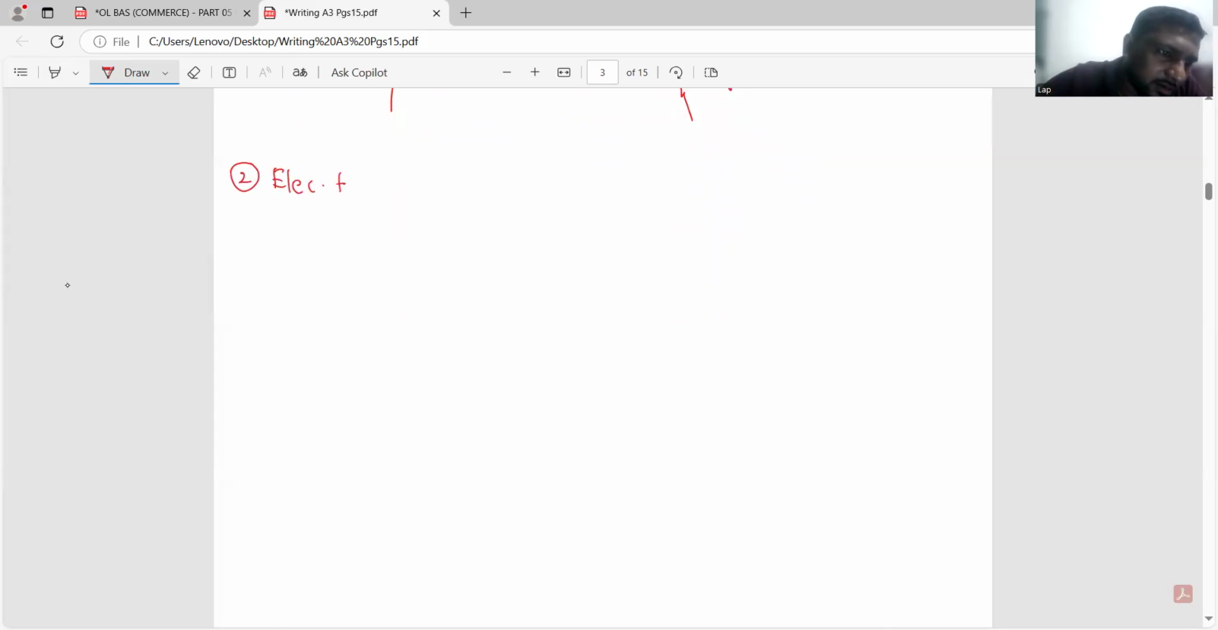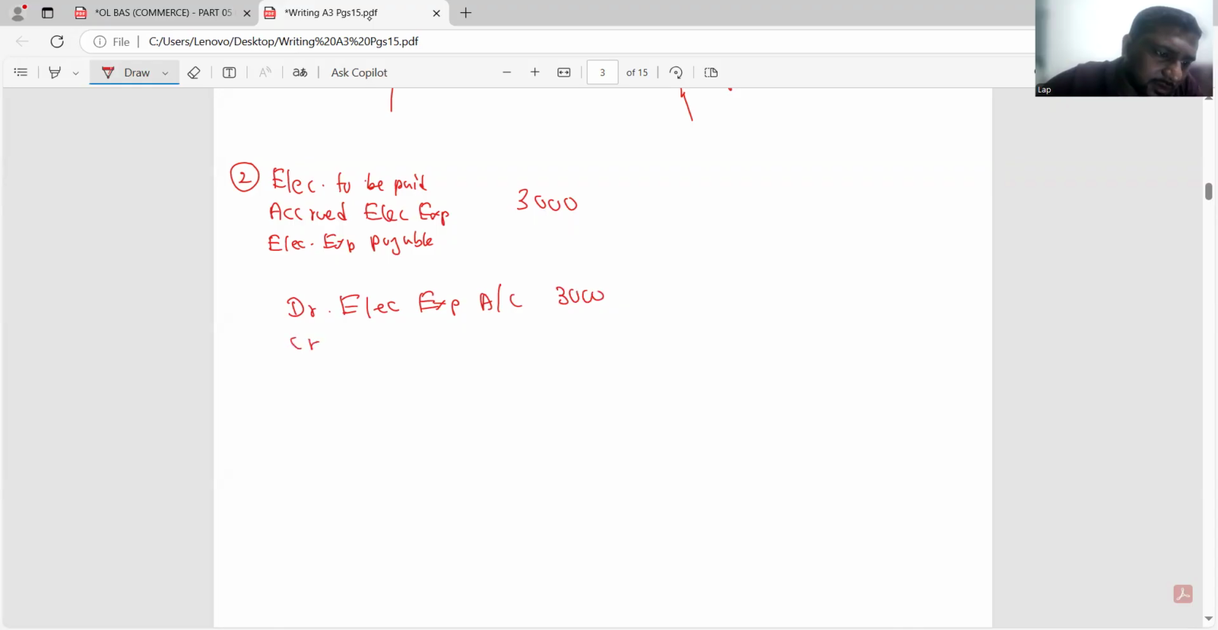Electricity to be paid, not accrued electricity. Accrued electricity. If not, electricity expense payable. How much is that? 3,000. Then debit the electricity expense account 3,000. Credit the accrued electricity expense account 3,000.